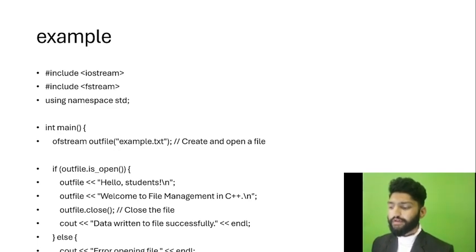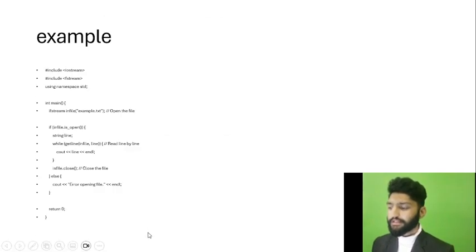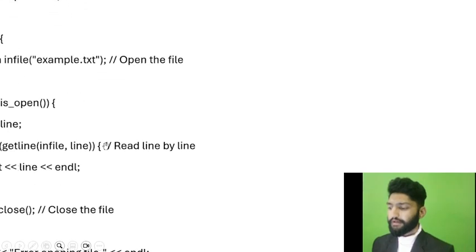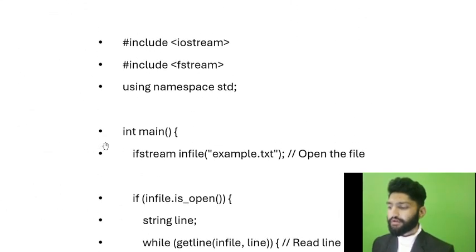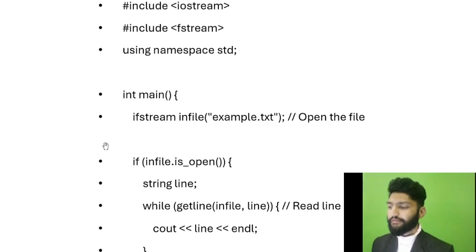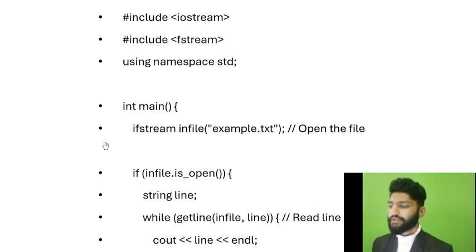So for this we have an example. In this example, let me zoom in. First of all, we have to use fstream. We first create the fstream object, and then the next thing is to open the file. Opening the file is optional in ofstream, or when writing to a file.